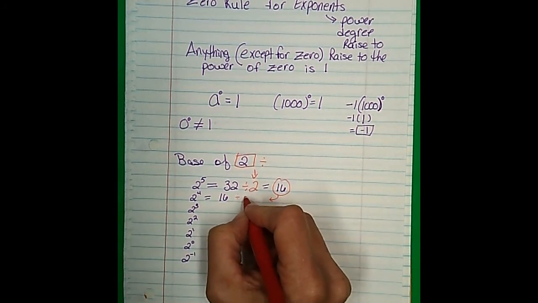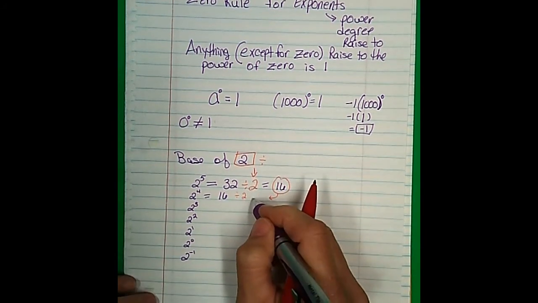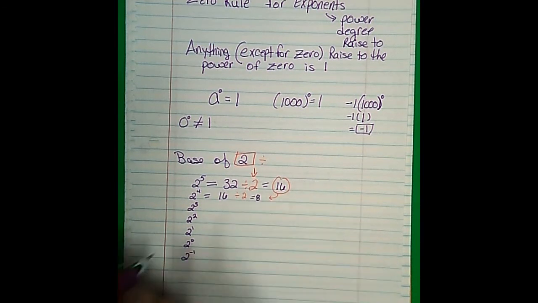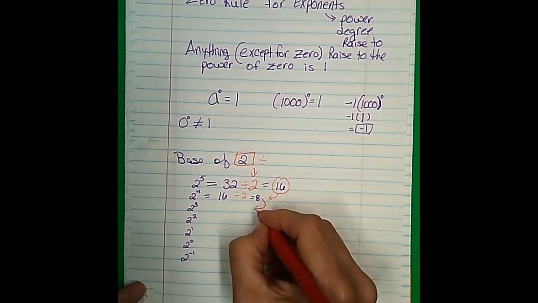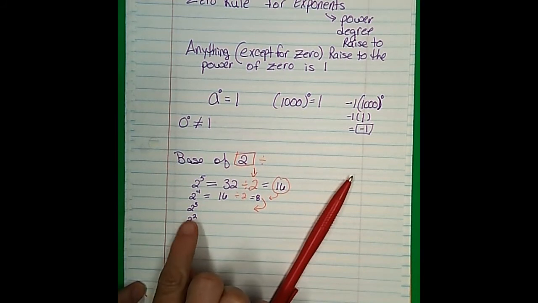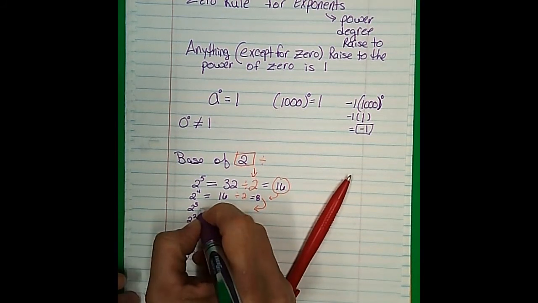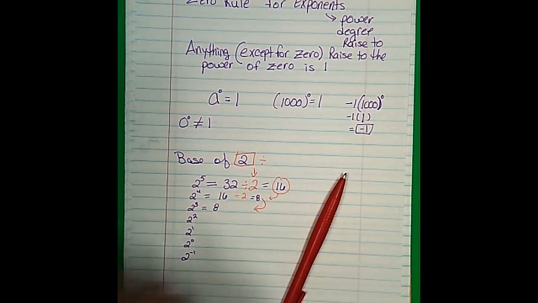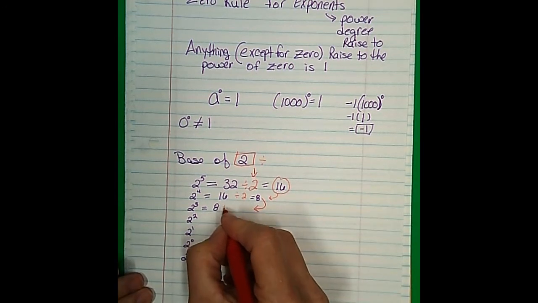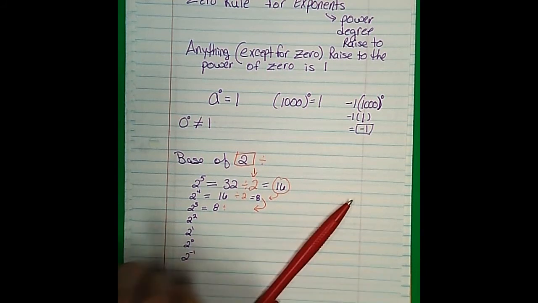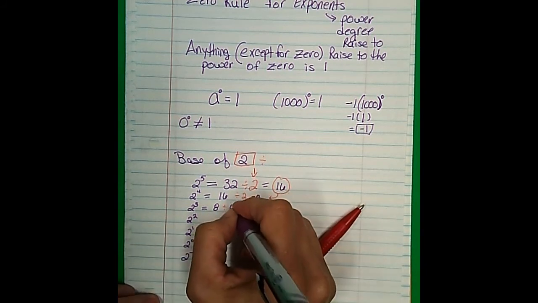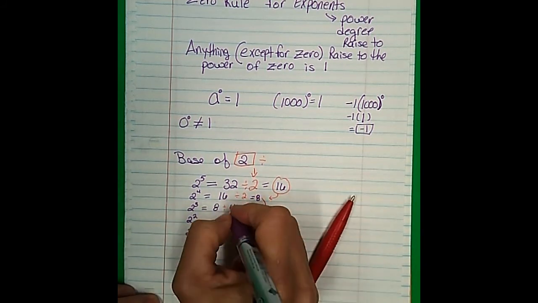Well, if I divide this by 2, I get what? I get 8. So what does that give me? It should give me 2 cubed. So let's talk about it. 2 times 2 is 4, times 2 is 8. That's correct. There's a pattern here. So let's divide this by 2 again. So 8 divided by 2 is 4. Whoops, I should have written 2 there.